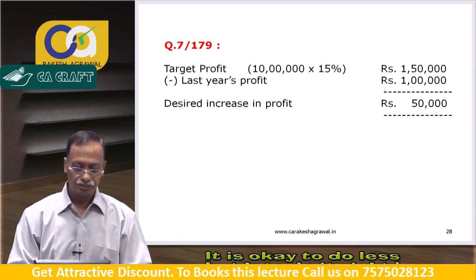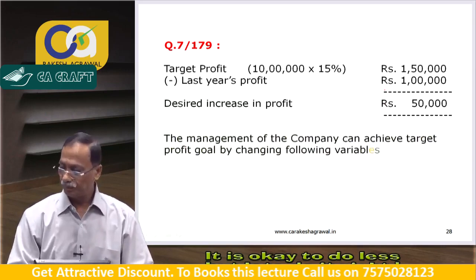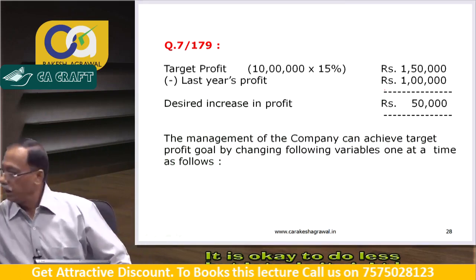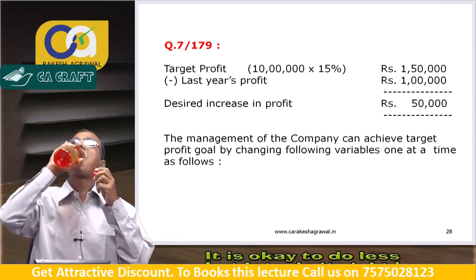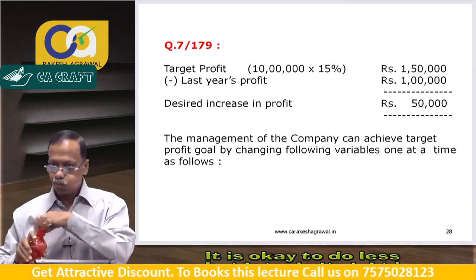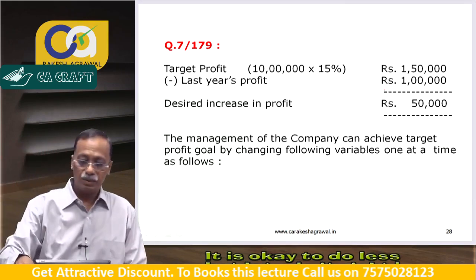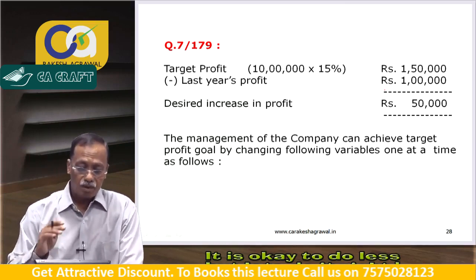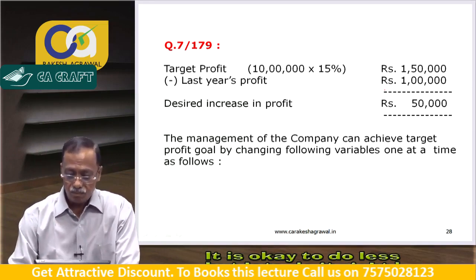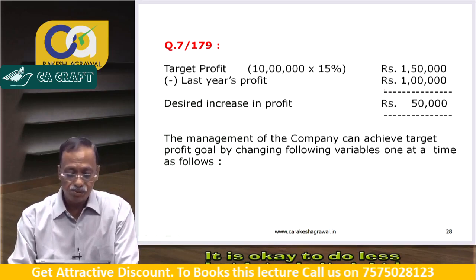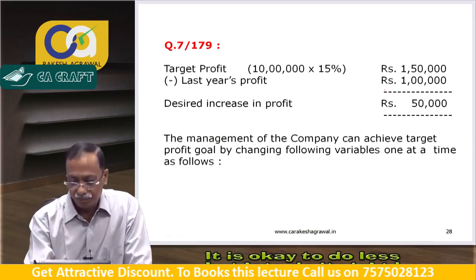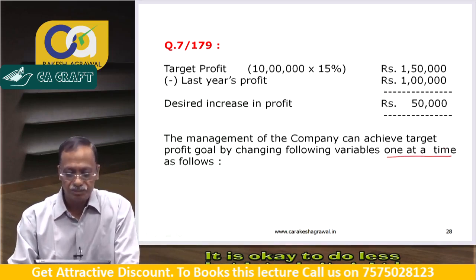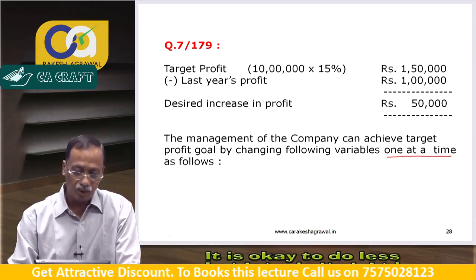Now below write down a sentence. The management of the company can achieve target profit goal by changing following variables one at a time as follows.